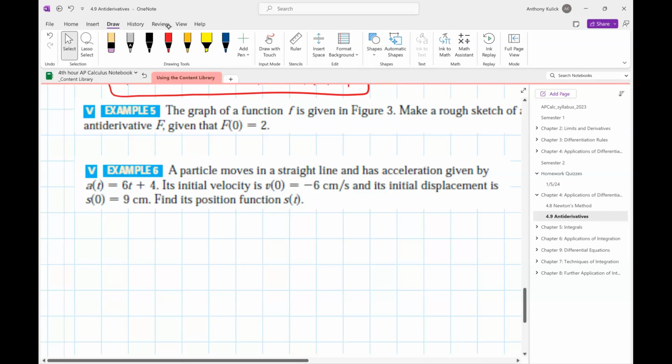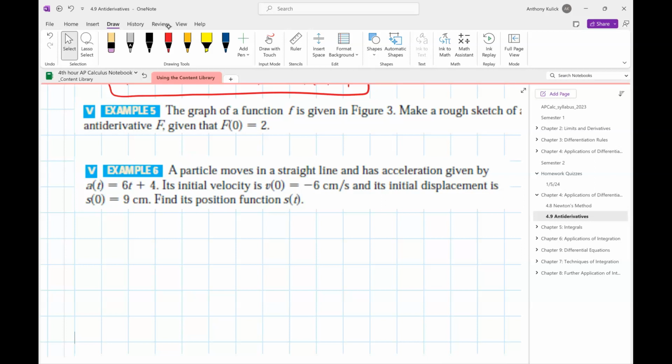Example 6 says a particle moves in a straight line and has an acceleration given by a of t equals 6t plus 4. Its initial velocity, v of 0, is equal to negative 6 centimeters per second, and its initial displacement is s of 0 equal 9 centimeters. Find its position function. So remember, the derivative of position is velocity. The derivative of velocity is acceleration. So the antiderivative of acceleration is velocity, and the antiderivative of velocity is going to be position. So we're just going to start with that acceleration and anti-differentiate back to a position function.